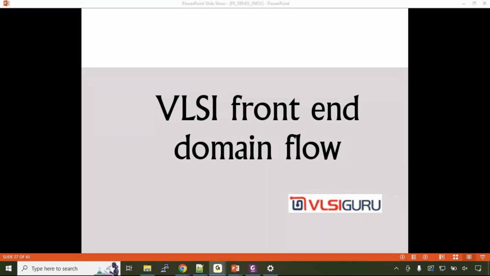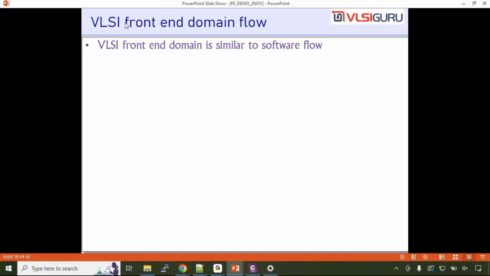I want to give you an overview of what is there in front end and what is there in back end at top level, so that you get to choose the domain which is right for you. Okay. So let us now talk about the front end domain. The front end domain flow is similar to software development.